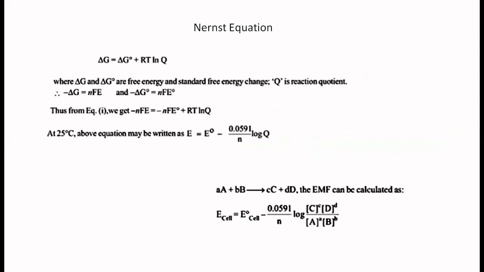So for that, we make use of this relation: delta G, the free energy change, is equal to, under standard condition, delta G0 plus RT ln Q. Q is the reaction quotient. That is when the reaction has not attained equilibrium. So when at equilibrium, K will be equal to Q, the reaction quotient. So in this case, delta G and delta G0 are a measure of electrical work done, which is equal to -nFE and -nFE0 respectively. Okay.